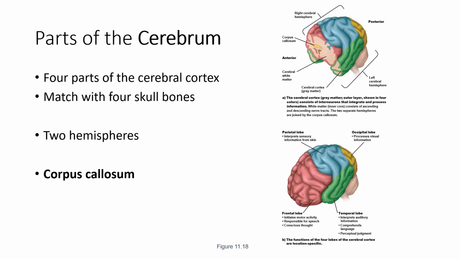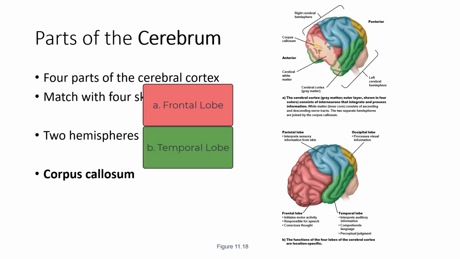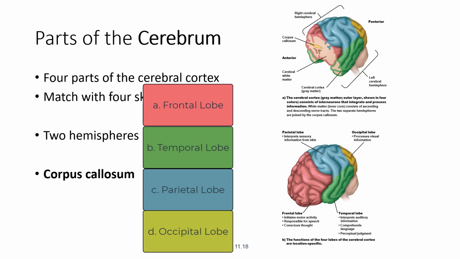We look at the 4 lobes, which just so happen to match with the 4 skull bones. The frontal lobe, which has the frontal bone above it, initiates motor activity and is responsible for speech and conscious thought. The temporal lobe is going to interpret auditory information. It's right under the temporal bone and near to your ears. It comprehends language and is involved in perceptual judgment, i.e. balance. The parietal lobe is under your parietal bone, which will interpret sensory information from the skin. Then we have the occipital lobe, which processes visual information. The optic nerve will be moving towards that.